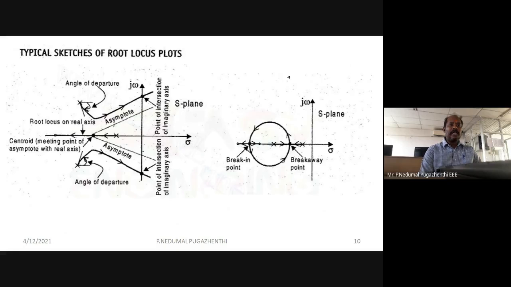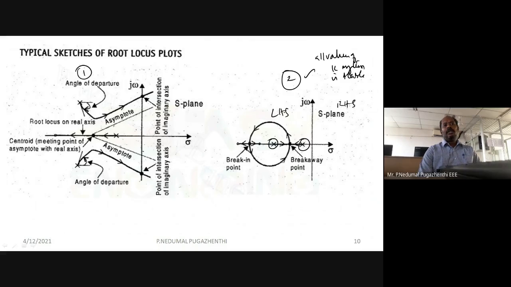For any value of k, in the second diagram, the root lies inside the left hand side only. It is not going to the right hand side. This is one root and this is another root. They move only inside the left hand side. So I will say this is absolutely stable for all values of k. For all values of k, the system will be stable. Why? Because the root locus is not crossing my j omega axis and it lies only in the left hand side. This is highly stable.